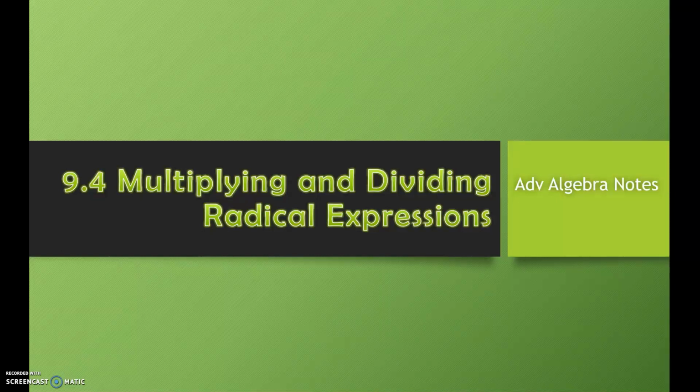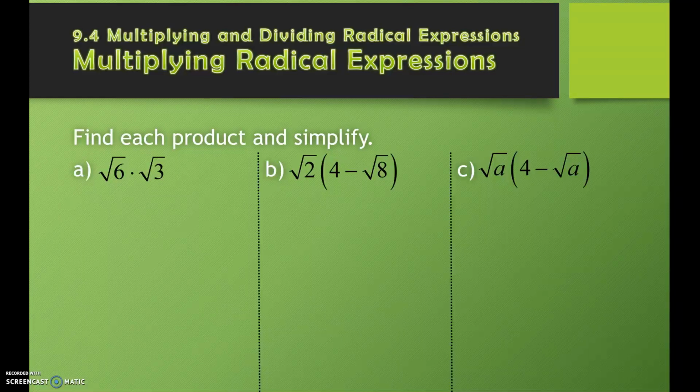Today we are going to discuss multiplying and dividing radical expressions. So here's a couple of examples. First, square root of 6 times square root of 3. Because the 6 and the 3 are both under the radical, they can be combined into the square root of 18. Now we need to think about, can we simplify the square root of 18?